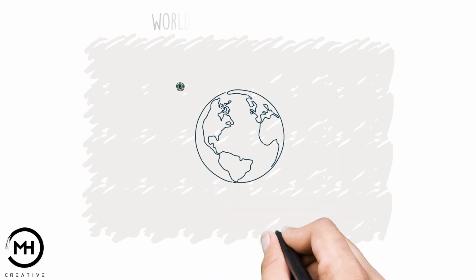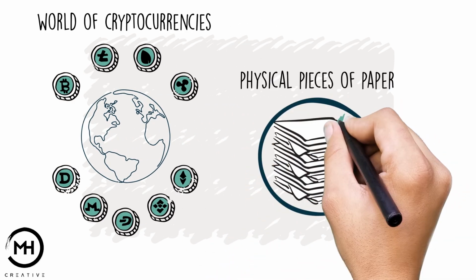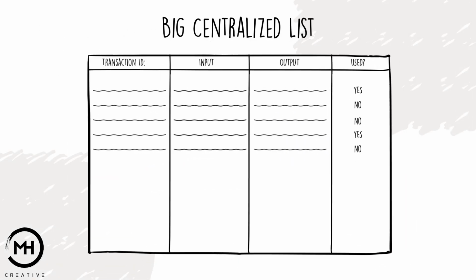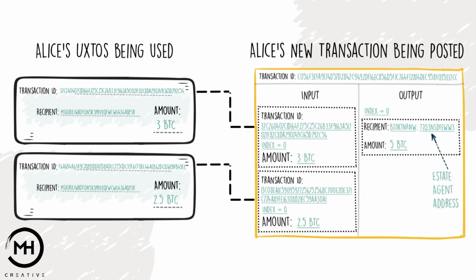In the world of cryptocurrencies, we obviously don't have physical pieces of paper to serve as paper checks. Instead, we have a big centralized list that everyone can read and keeps track of an append-only log of all transactions. So, what is to stop a bad guy from creating a transaction that uses Alice's UXTOs as the input?